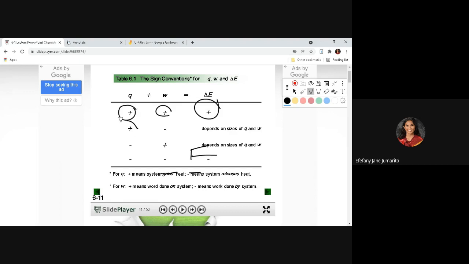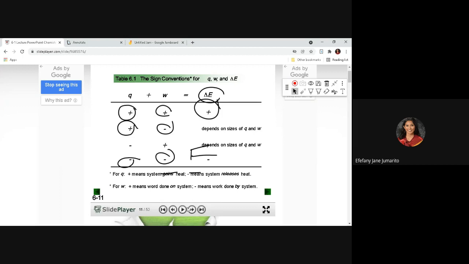So to have a higher amount of internal energy. Now, if the system absorbs heat and then the system does the work also, what will happen to your internal energy will depend on the one which has the higher amount. If we have different signs, negative and positive, that also depends on the sizes, the amount of your Q and W. Then if both are negative, your system will decrease internal energy.